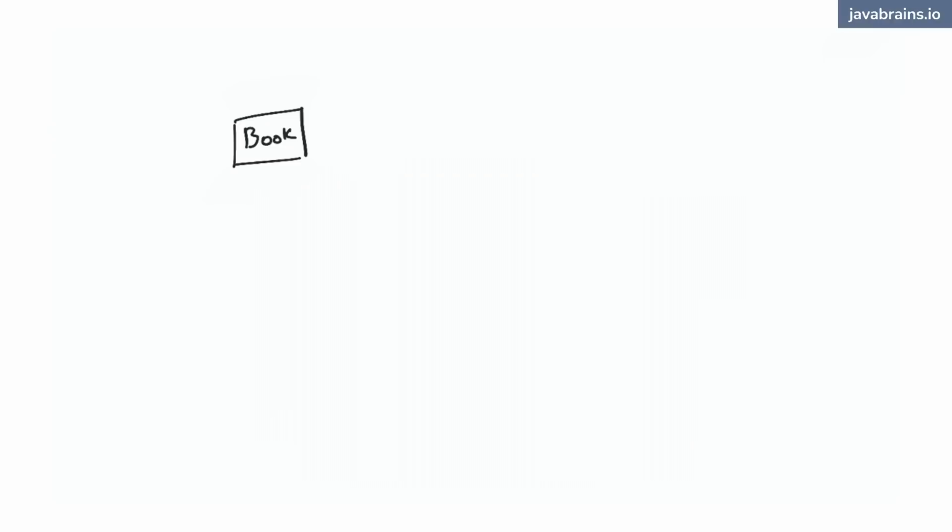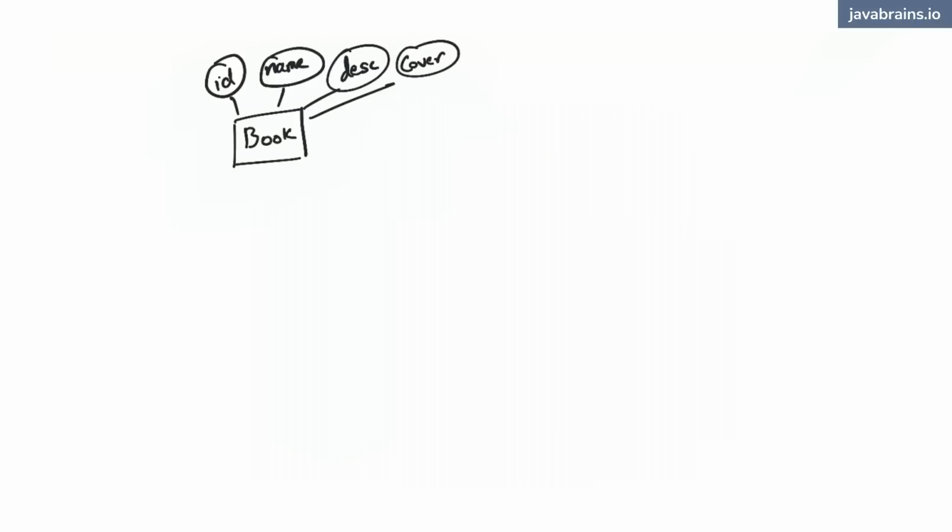Okay, so I have a book, and it has a bunch of properties, right? It has the ID property, it has the name property, and it has maybe a description property, and maybe a cover image property. Okay, and the publication date. Right? These are attributes of the book.